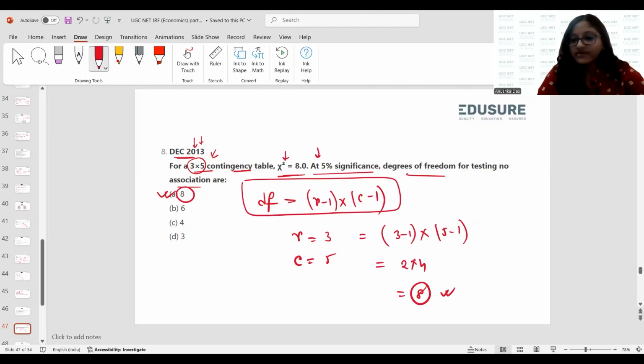So all the rest of the figures are not required. Chi-square value, computed value is not required. At what level of significance is not required in order to find out the degrees of freedom. They have given you just to confuse you. So only the dimension of the contingency table is given.